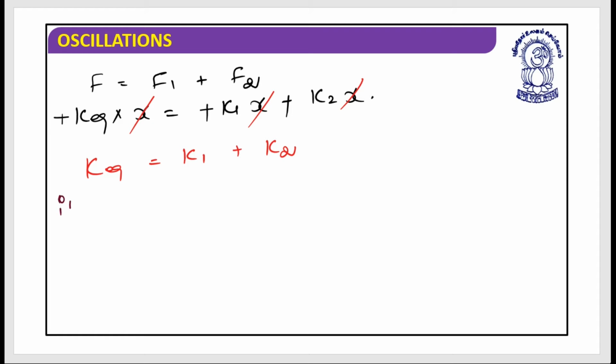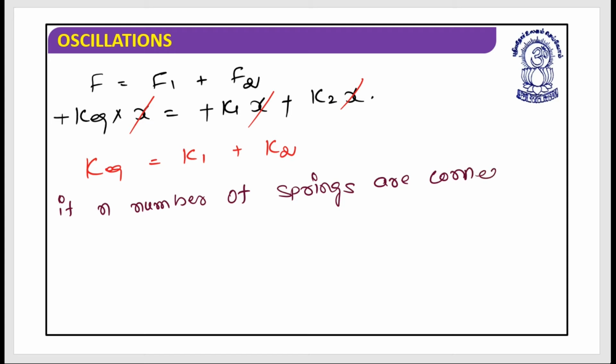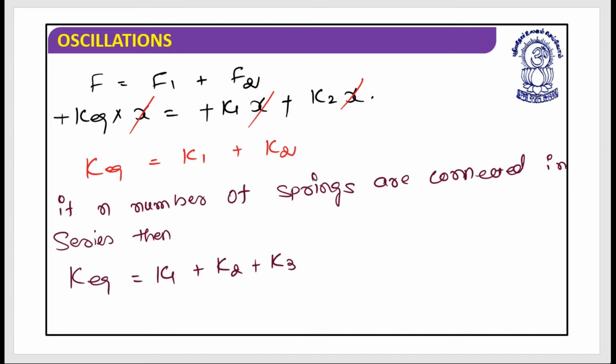So if n number of springs are connected in parallel, then K equivalent will be equal to K1 plus K2 plus K3 plus K4 and up to Kn. Yes, this is the K equivalent.